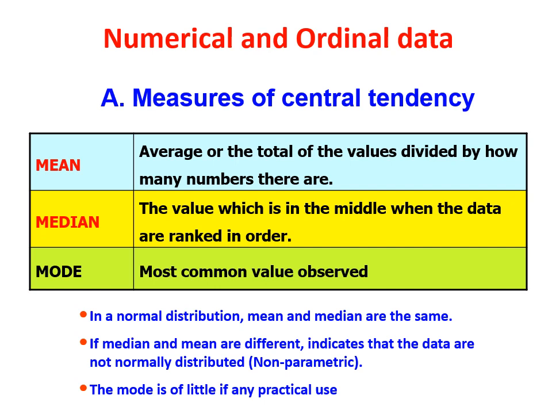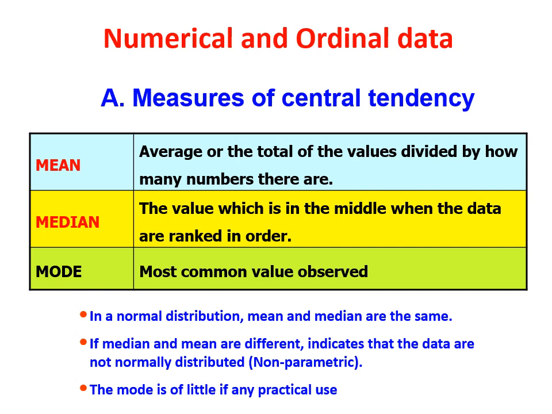While the most commonly used are mean and median. What is the meaning of mean? Mean is the average, or the total of the values divided by the number of the values. While median is the value or the number which is present in the middle of the data when we rank it in order.